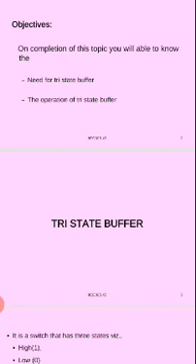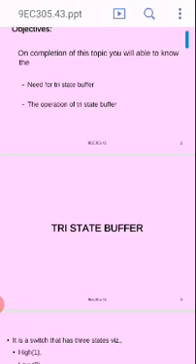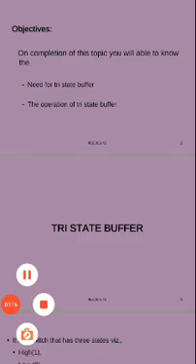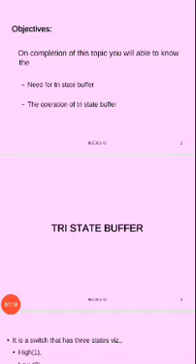Before that, we had discussed adders, multiplexers, discussed in the last class. Now we are going to discuss about tri-state buffer.